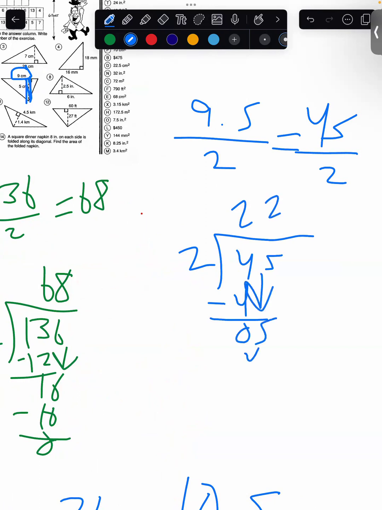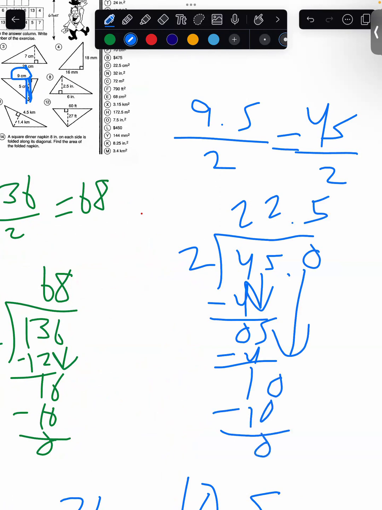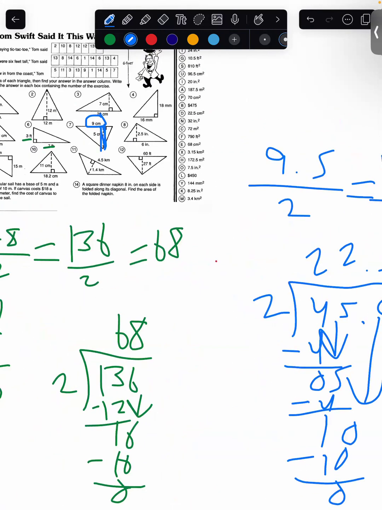And 2 times 2 is 4. Decimal 0. Then bring that up. Then 2 times 5 is 10. 22.5. And that would be square centimeters.